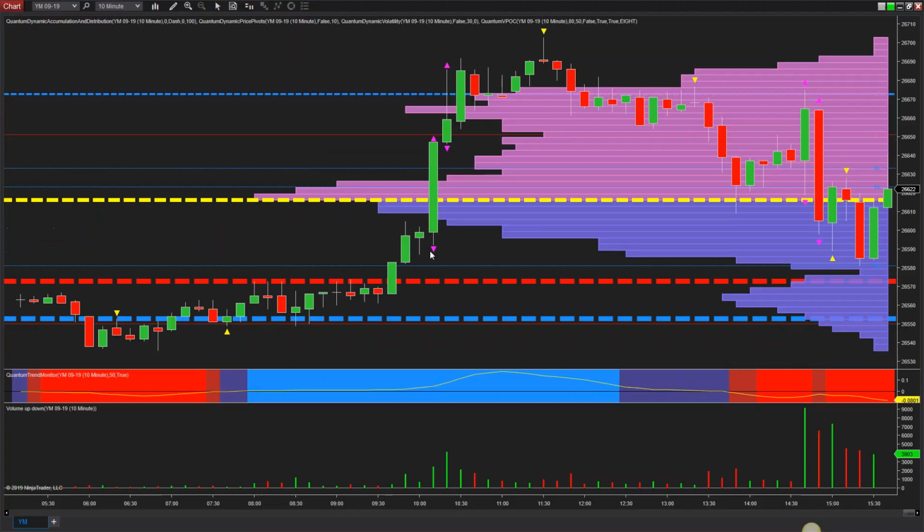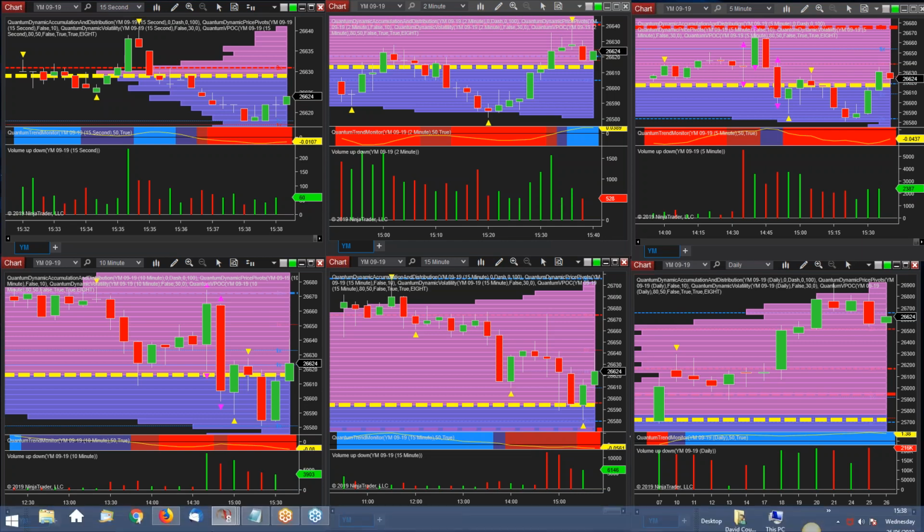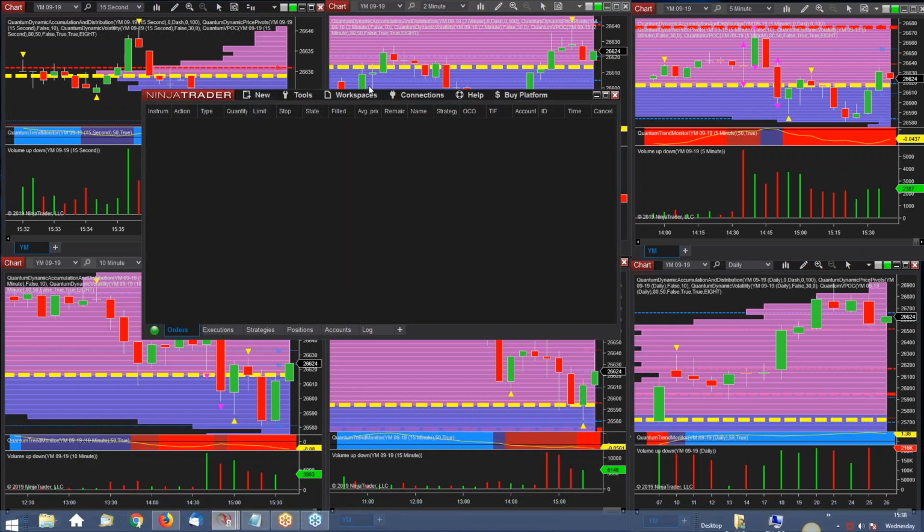You've got the same thing building on 10 here. This is the wick to the upper body. Trading around this range, not really going anywhere. Tick charts are pretty sluggish as well.